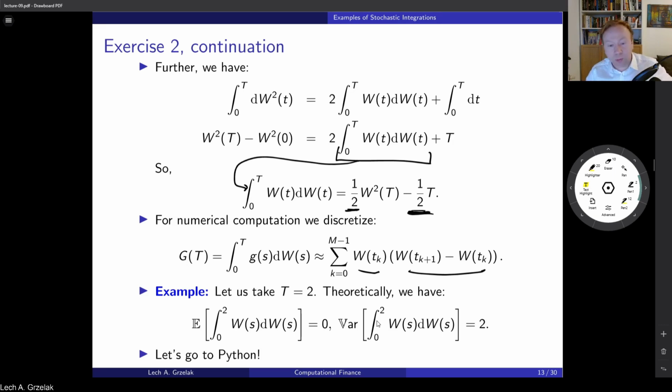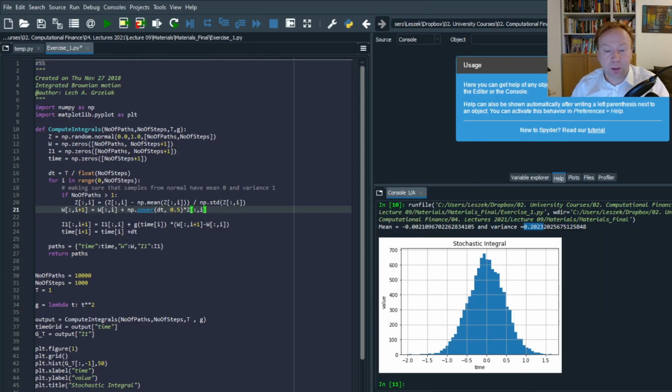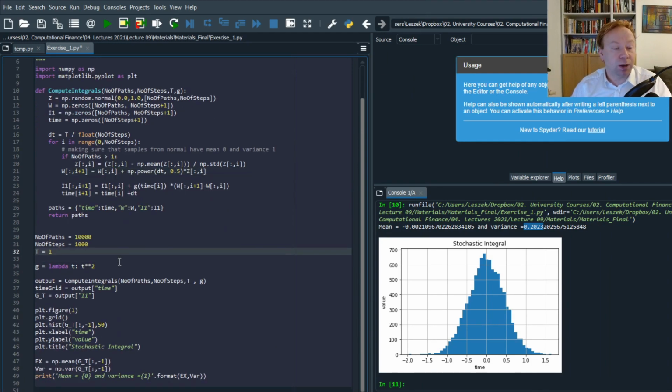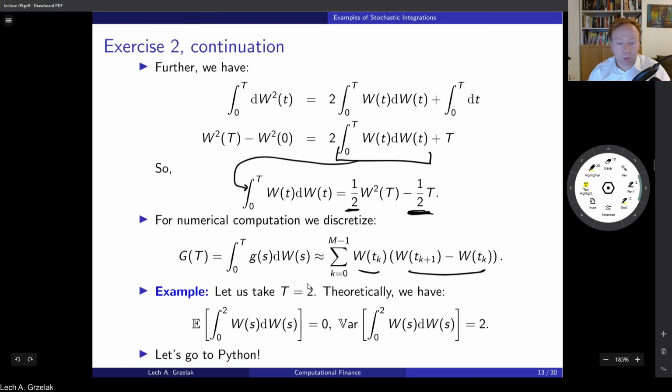Let's take a look at the code. So now we have to change our code slightly. In our integration, we were doing the integral up to t. So let's go back here for a second. You see that we are doing t equals 2, and then the expectation is 0, and the variance is equal to 2. So this is something to keep in mind.